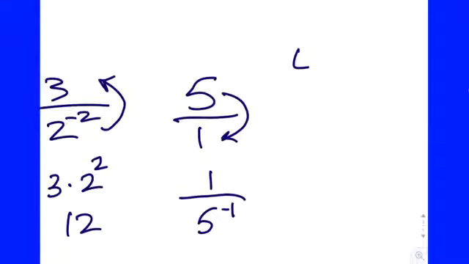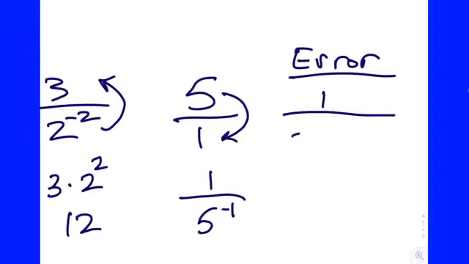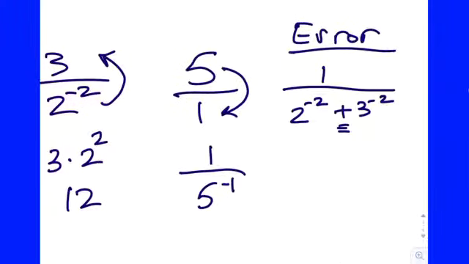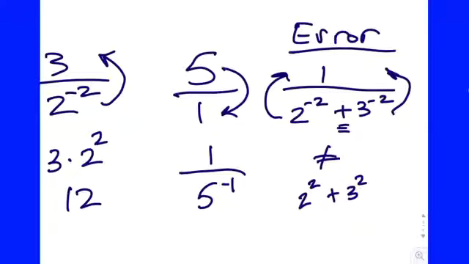Now, here's an error alert. It only works with factors. So if you have like 1 over 2 to the negative second plus 3 to the negative second, these two down here are terms because there's a plus sign, right? You cannot bring that to the top and say it's 2 to the positive second plus 3 to the positive second. That does not work, okay? It's, again, because those two in the bottom are terms, not factors. The rules of exponents work with factors, things that are multiplied or divided, not added or subtracted, okay?